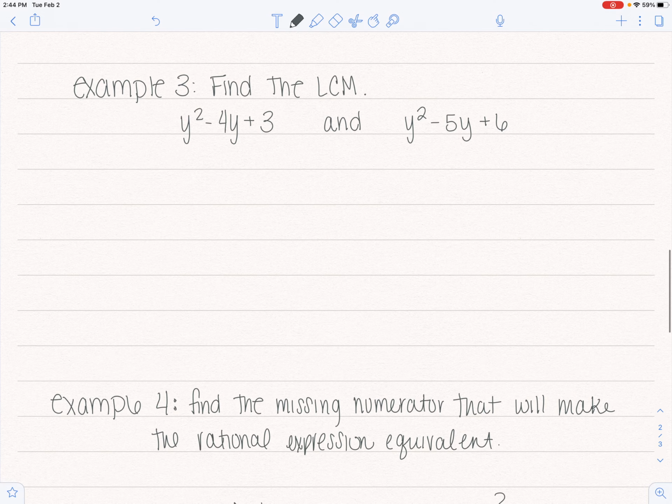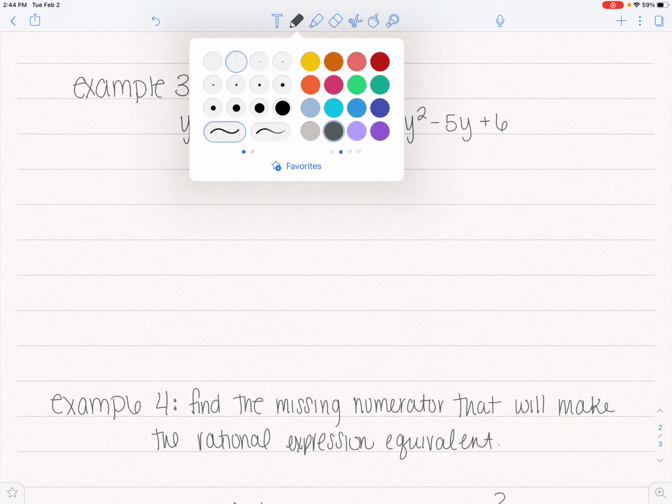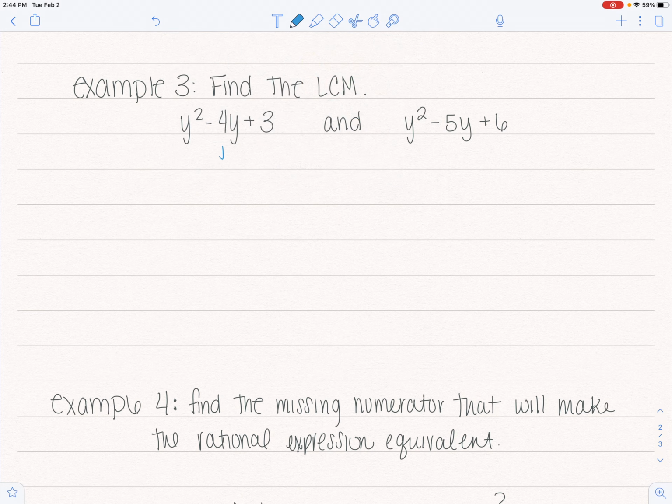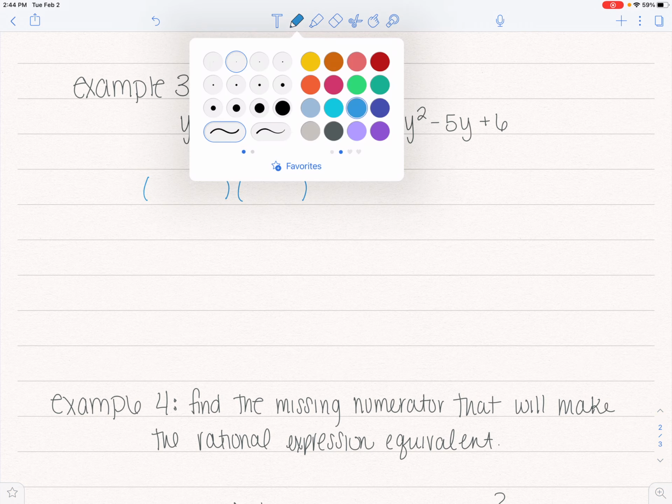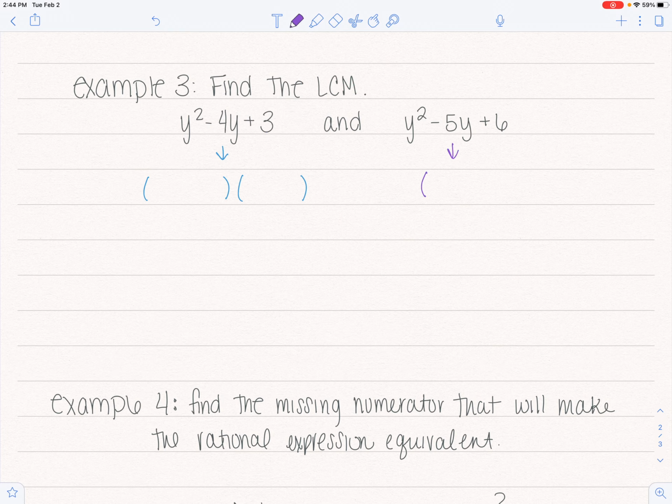Okay, example 3, now we're taking it one step further, and now we're actually looking at it with algebra. So I'm now going to start adding in x's and y's. So find the LCM between y squared minus 4y plus 3 and y squared minus 5y plus 6. So I'm still doing the same process. I'm still factoring, but now the factors are just going to look a little different. So what I want you to do, pause the video and factor y squared minus 4y plus 3 and factor y squared minus 5y plus 6.